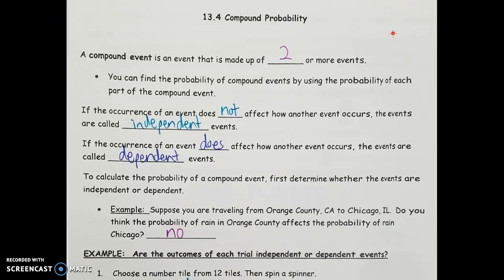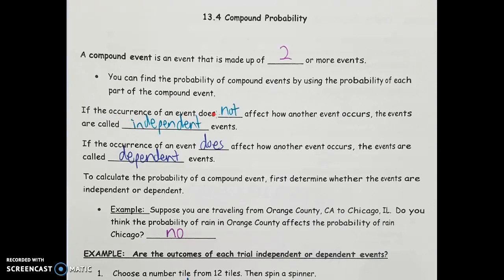We covered probability in general in the first part of chapter 13, and in 13.4 we're going to look at what we call compound probability. A compound event is an event that's made up of two or more events occurring together. So we can find the probability of compound events by using the probability of each part of that compound event. And there are different types of compound events also.